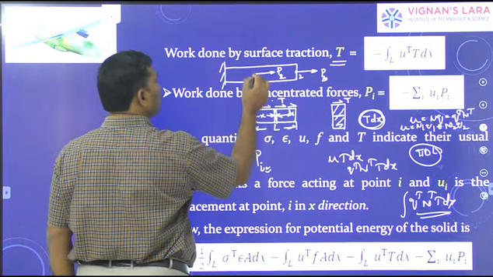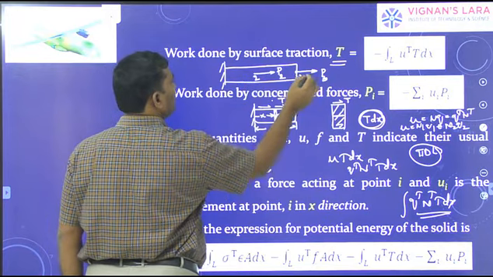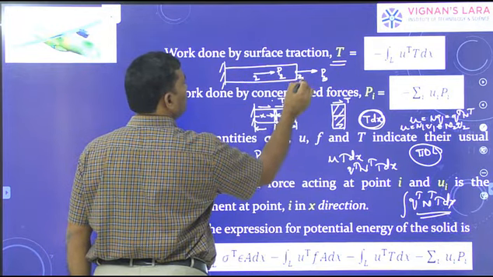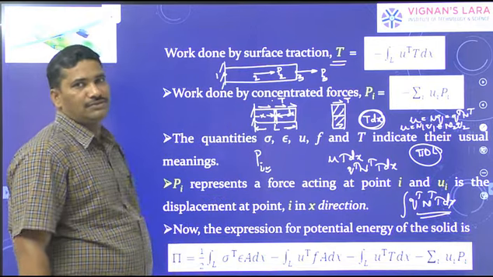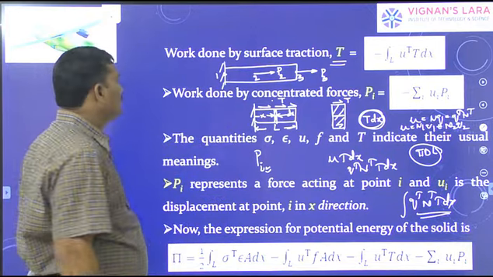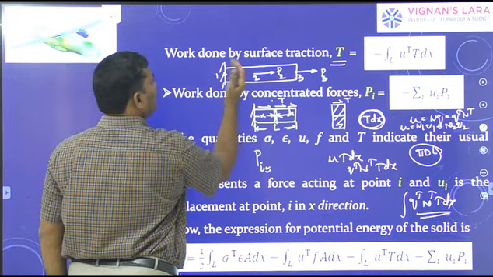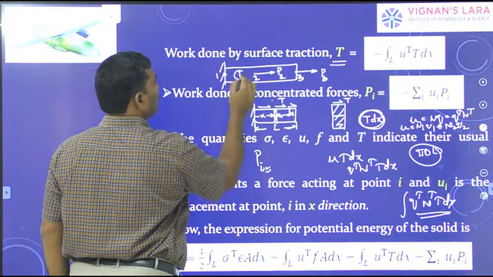P2 is the force acting at node 2 and P3 is the force acting at node 3. This I say node 1. Now it is very clear, without confusion you can understand. Right? Now from here to here this is the first finite element.